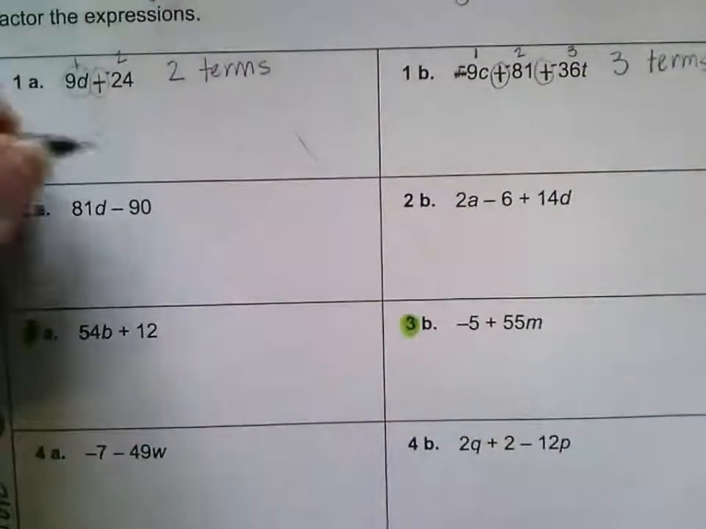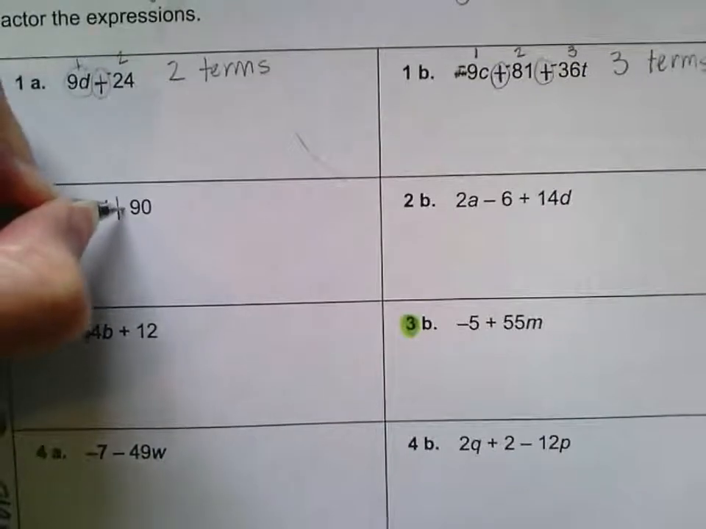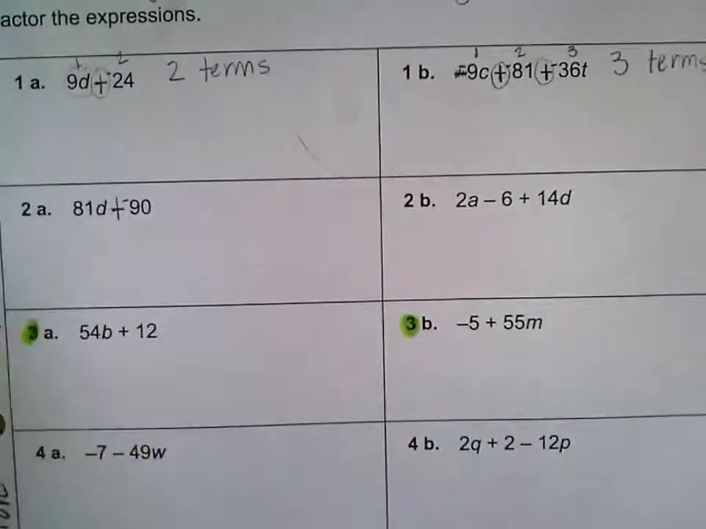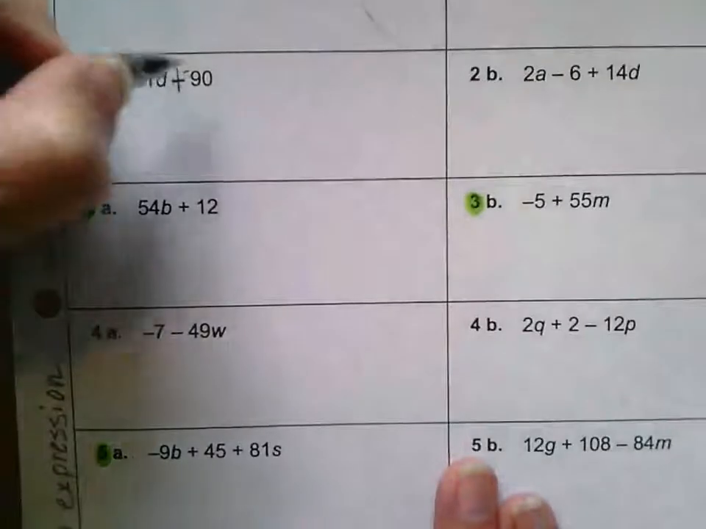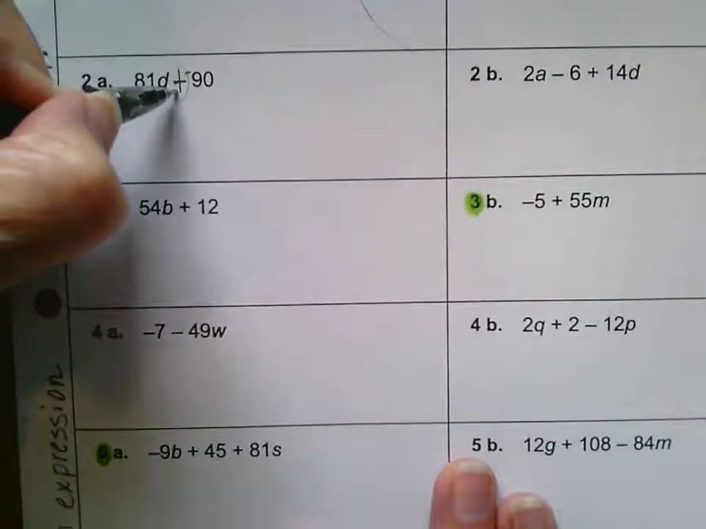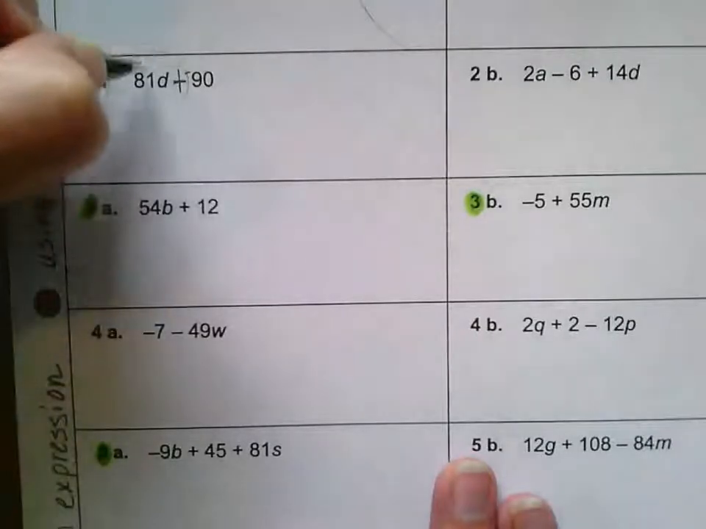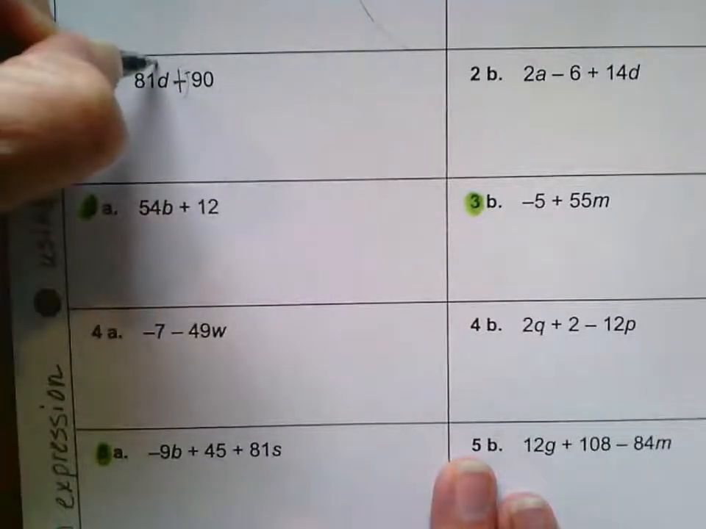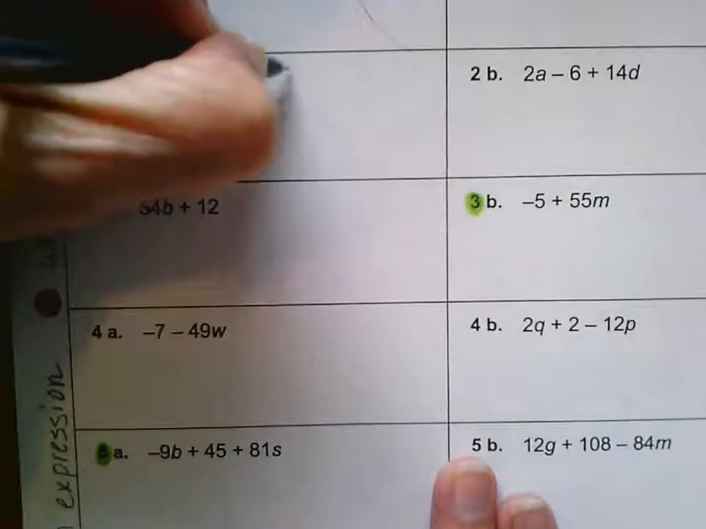The next one, change this to an addition sign, make this its opposite. Find the signs that are addition or subtraction. Well, I've changed them all to addition. Look on either side. I have 1, 2 terms.